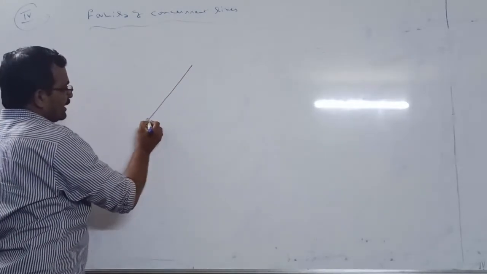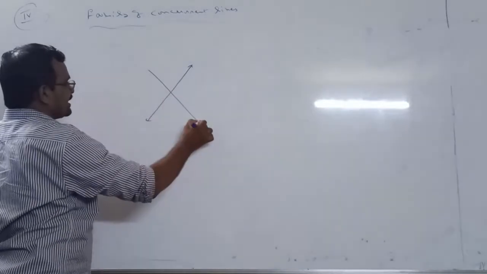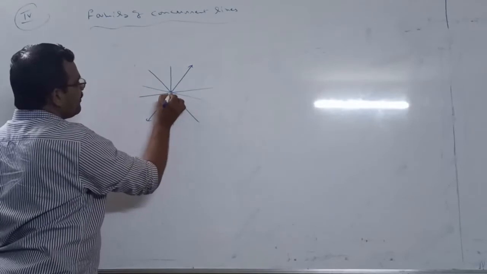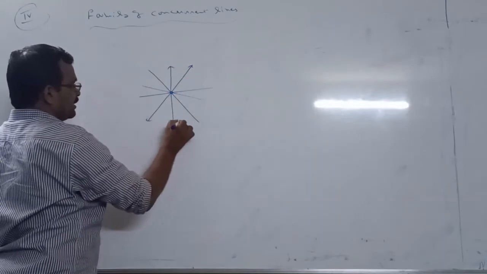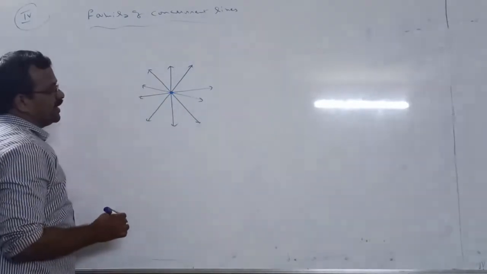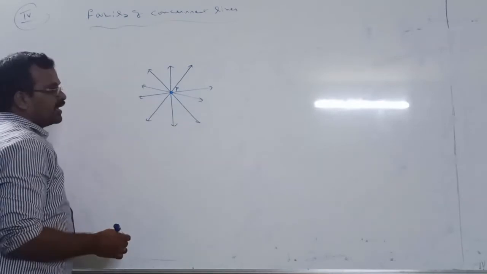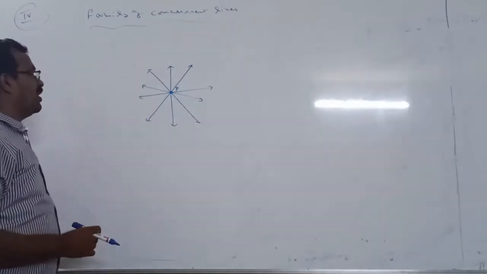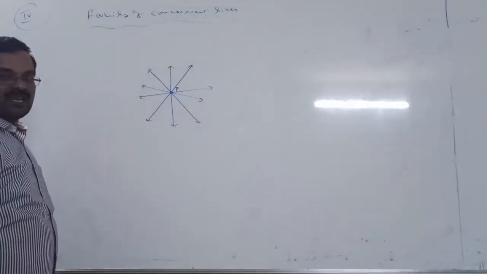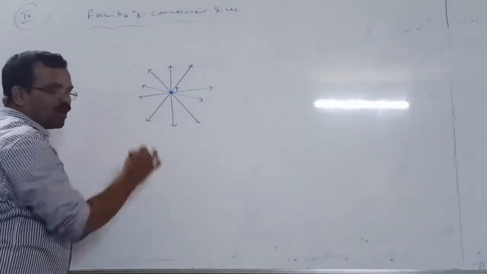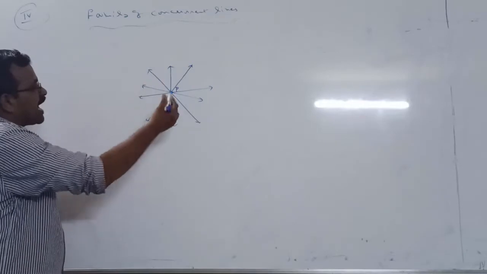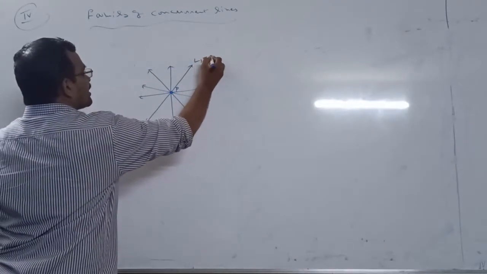If three or more lines are passing through the same fixed point, here the point is P, then the lines are called concurrent lines, that is, a family of concurrent lines. Here the point is called the point of concurrency.